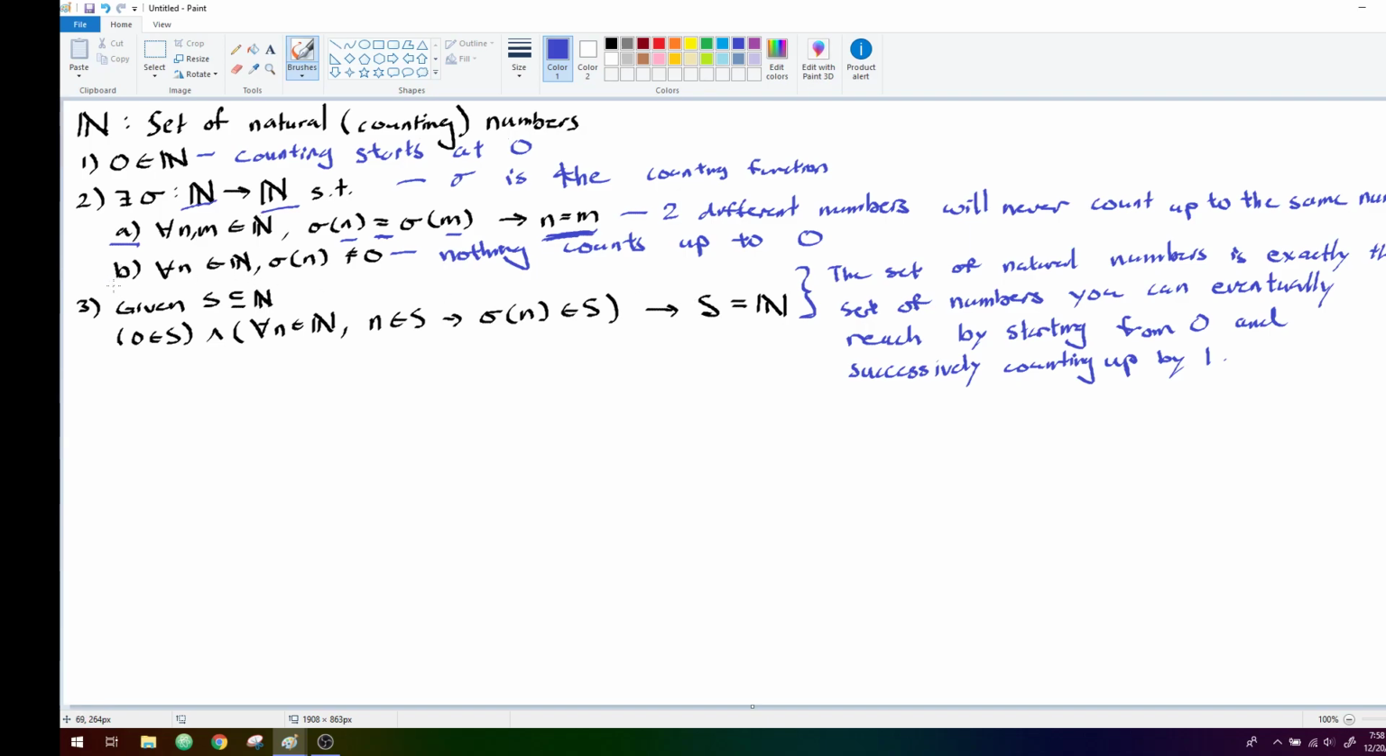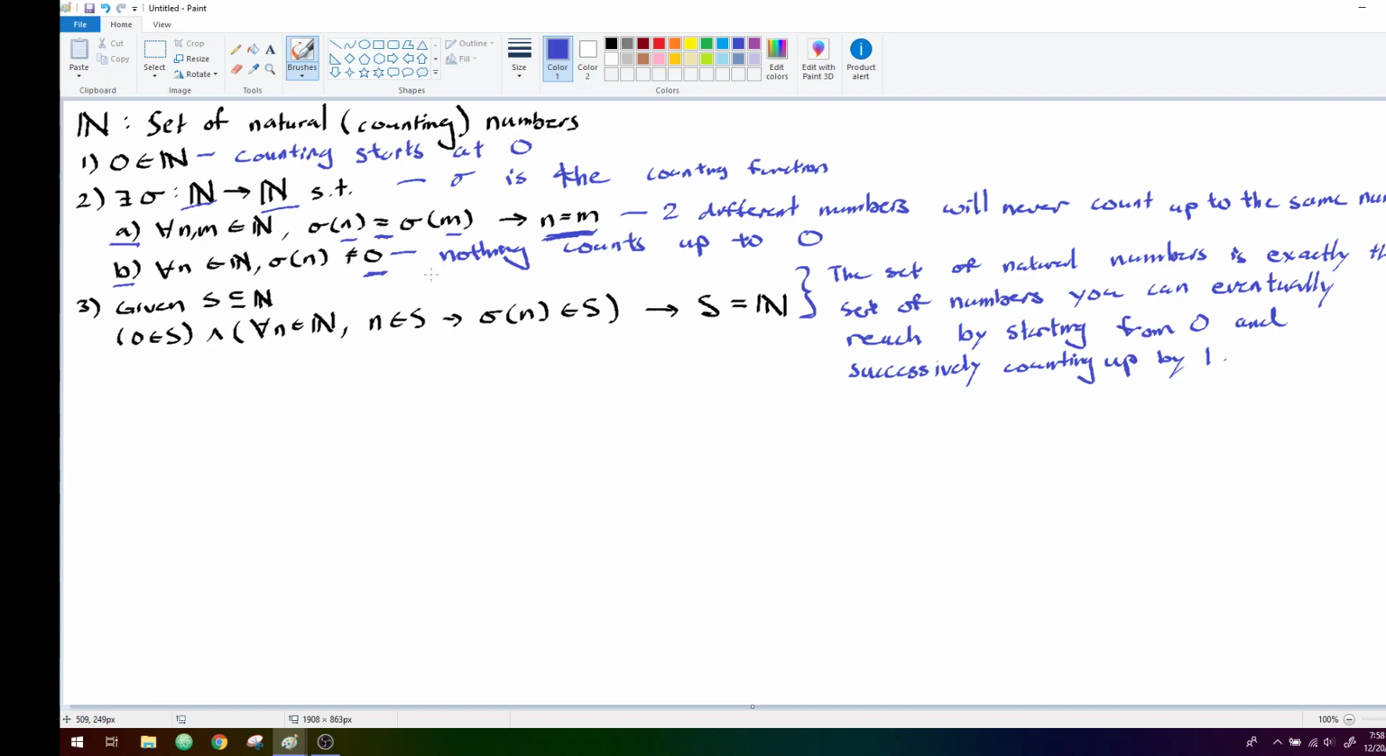Property B of sigma is telling us that you'll never see 0 as the output of sigma for any natural number that you give it as input. In other words, nothing counts up to 0. Our set of natural numbers is really just the set of non-negative integers. But of course, that's going to be a property that we give to it, and to mention it now is to say that this is a property that we hope to endow it with by giving it these axioms.